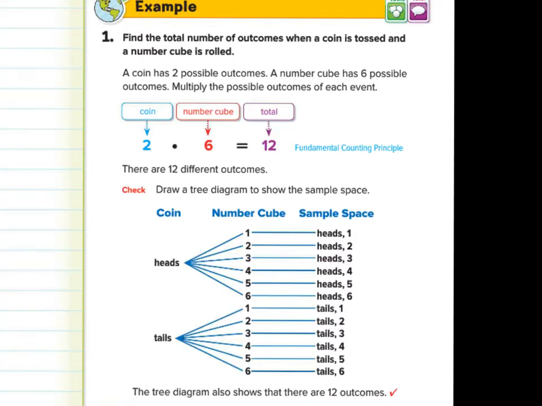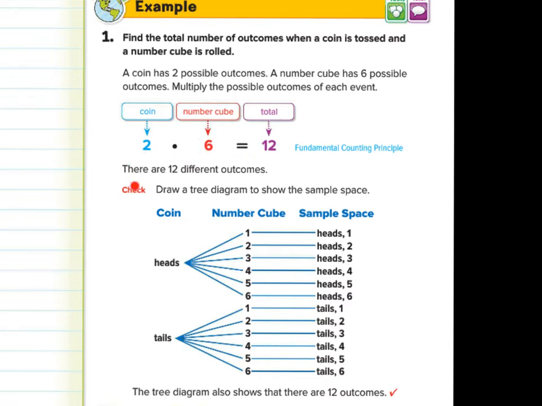Let's look at example 1. Find the total number of outcomes when a coin is tossed and a number cube is rolled. So when we toss a coin, we know that a coin has 2 options, right? 2 sides, heads or tails. And a number cube has 6 sides, the numbers 1 to 6. The total possible outcomes is 12, because you can have 6 numbers for just heads and 6 numbers for just tails.